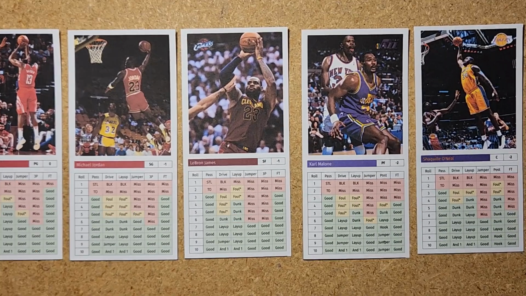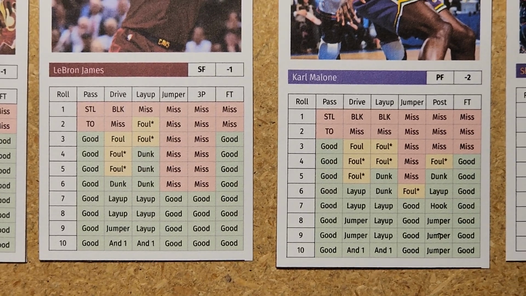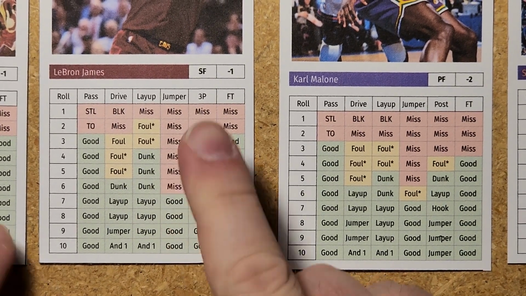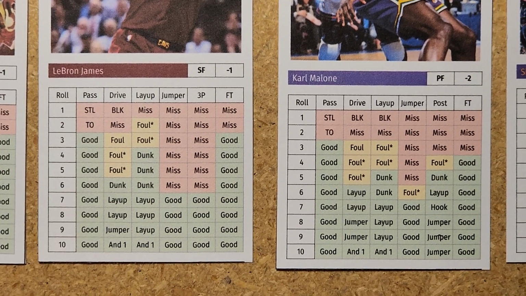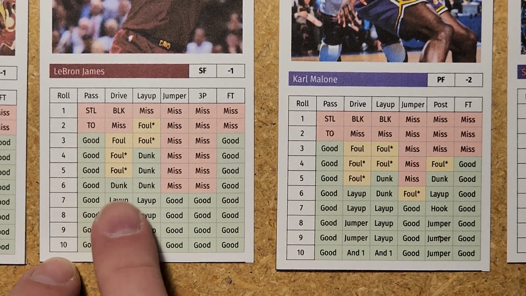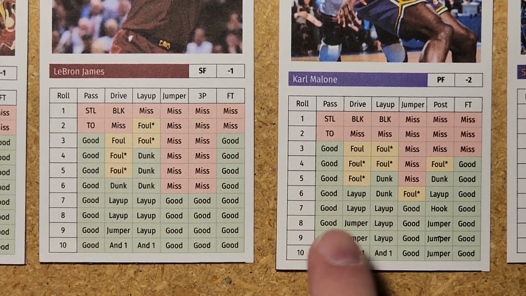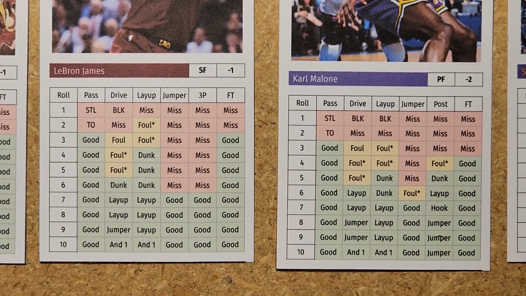And maybe I can zoom in a little bit. So you can really get a sense of what type of player you're looking at. So this is LeBron and Karl Malone. So you can get a sense of, does he get to the foul line a lot? Most of these players here are going to get to the foul line a lot.